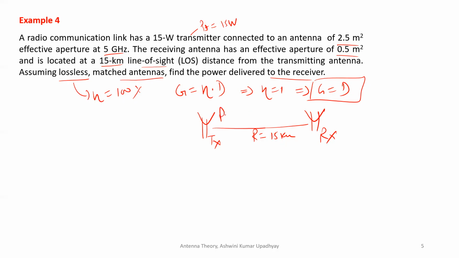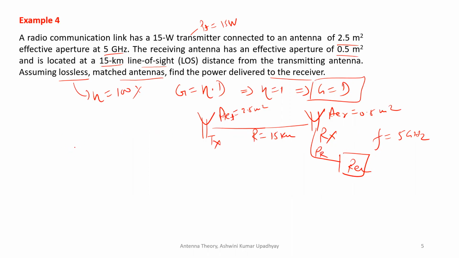And the effective area of the transmitter antenna is given as 2.5 meter square, and the effective area of the receiver antenna is given as 0.5 meter square. The operating frequency is 5 gigahertz. So we have to find the power received at the receiving antenna, or by the receiver. This receiver antenna is connected to a receiver, which is an electronic circuit. So you have to find the power received in this receiver antenna, PR.